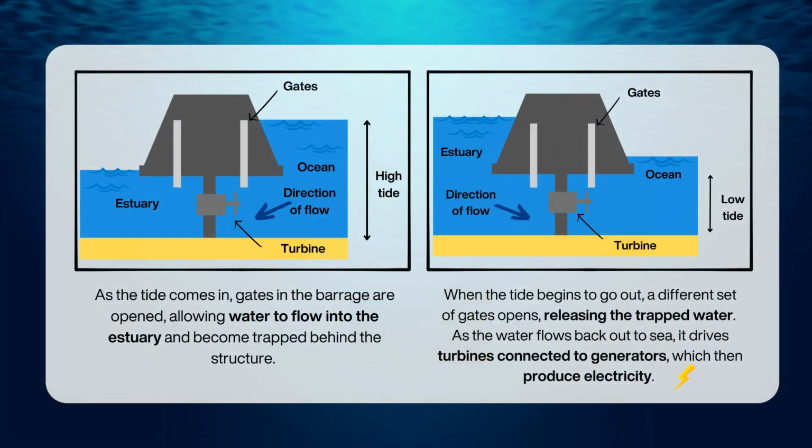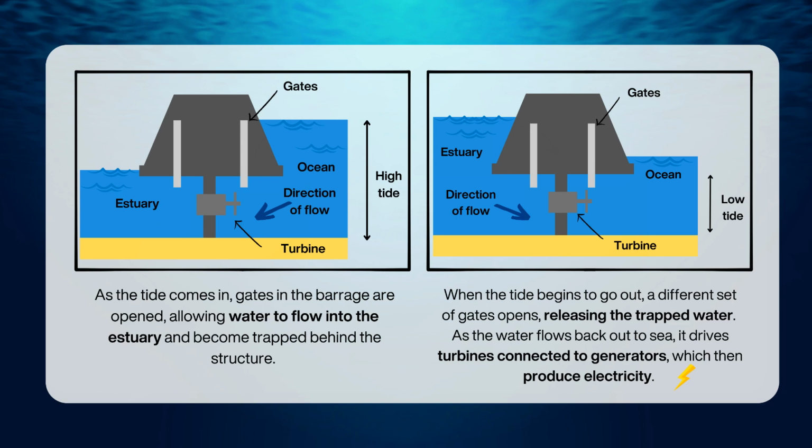Tidal energy can be harnessed in a few different ways, but one common method involves the use of tidal barrages. A tidal barrage is similar to a dam, but is specifically built across the mouths of estuaries or bays, where the difference in height between high tide and low tide, or what we refer to as the tidal range, is significant. As the tide comes in, gates in the barrage are opened, allowing water to flow into the estuary and become trapped behind the structure.